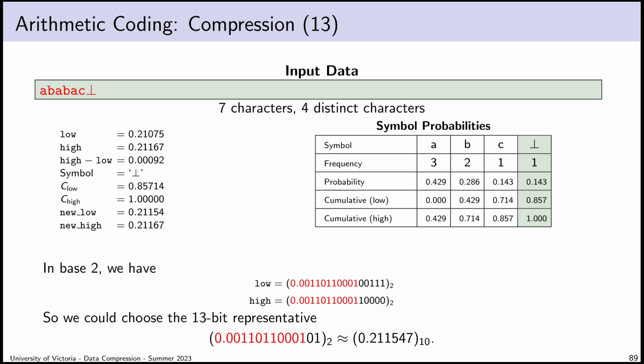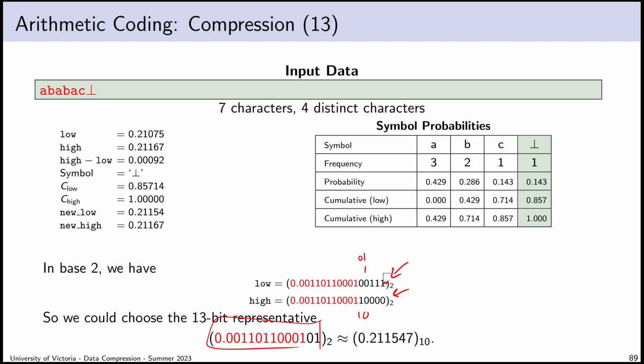On the other hand, to choose my representative in base 2, I need a number that is larger than or equal to low and is strictly less than high. So I could send this entire value here, but I could also observe that if I chose this number here, which is equivalent to setting this bit to a 1, what I end up with is definitely greater than low, but also less than high, because high goes 1, 0, and this new representative goes 0, 1.